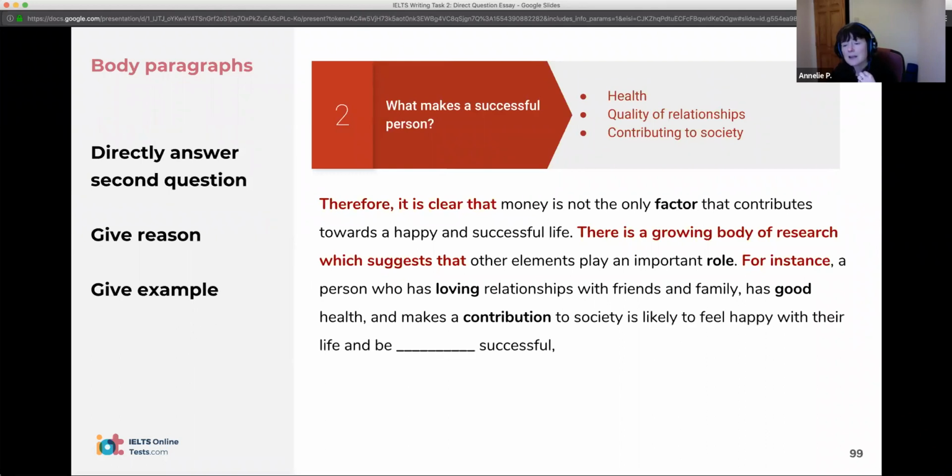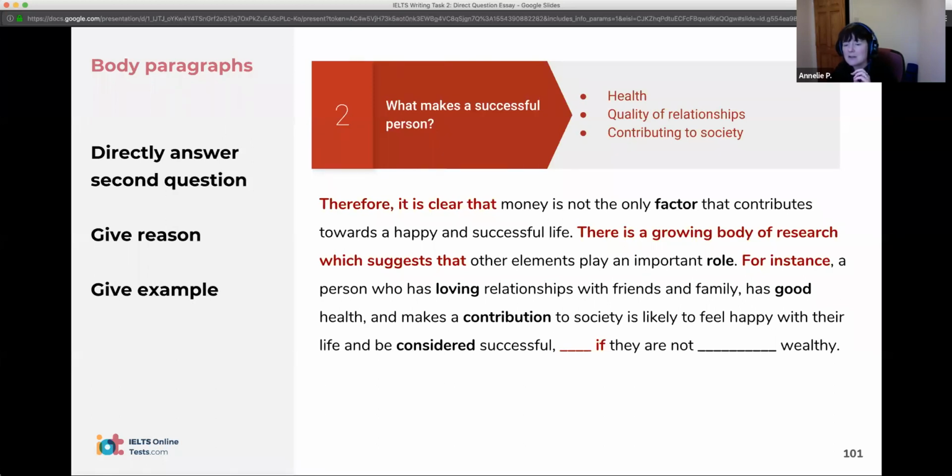All right, okay. So this kind of person is likely to feel happy and to be, okay, you could say "considered successful", "more" would work as well. Okay, we've gone for "considered successful". "Deemed", Francis, is very good as well.